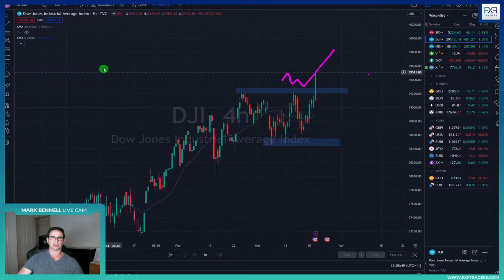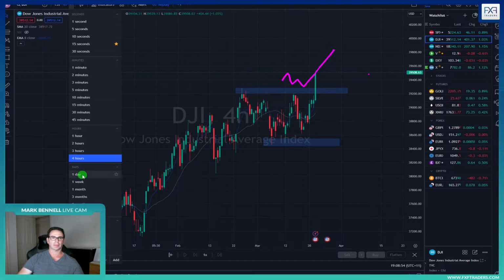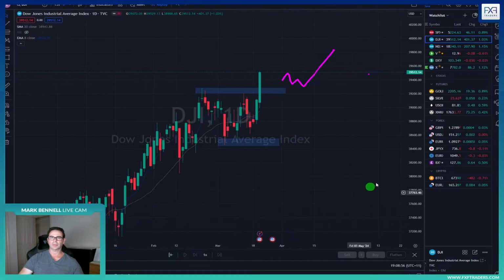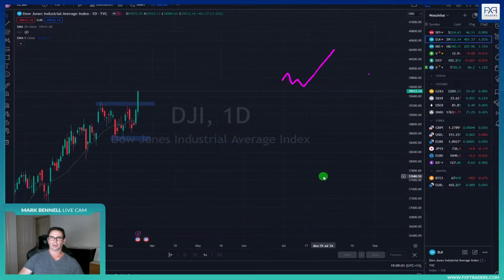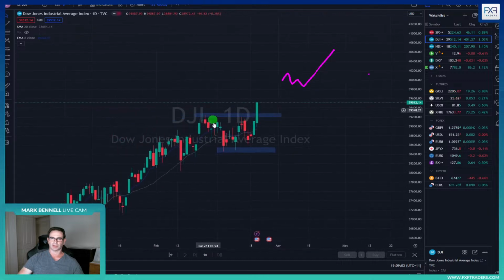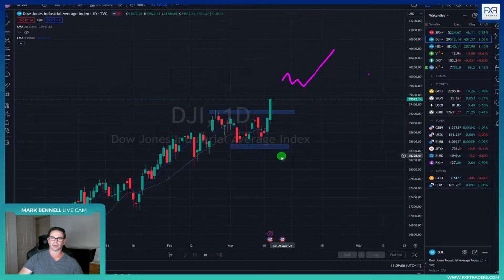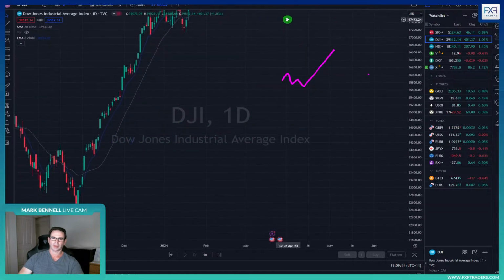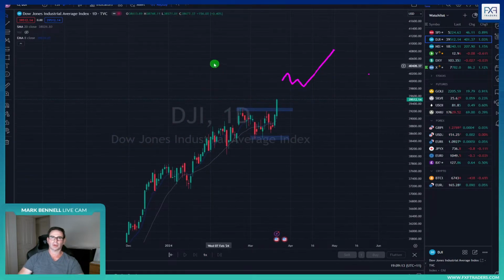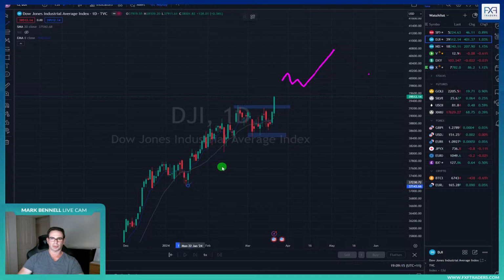Dow Jones, very similar. What am I on here? 4 hour. Let's go to the daily. Daily, very similar. Nice consolidation pop. Same sort of thing. Very steep move. So we've got permission to draw our trend line in here now, capturing those two swings.